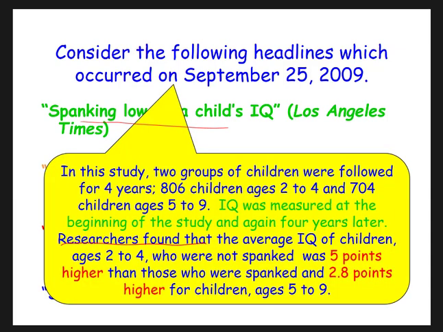So in this study, 2 groups of children were followed for 4 years: 806 children ages 2 to 4, and 704 children ages 5 to 9. The IQ was measured at the beginning of the study, and again 4 years later. Researchers found that the average IQ of children ages 2 to 4 who were not spanked was 5 points higher than those who were spanked, and 2.8 points higher for those children in the 5 to 9 age range.